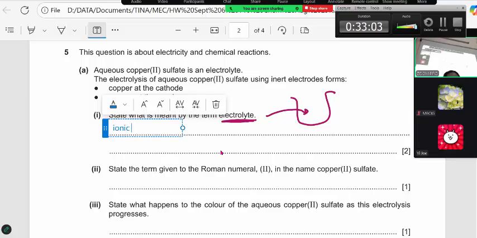Okay, ionic compound in molten or aqueous that conducts electricity. Okay.